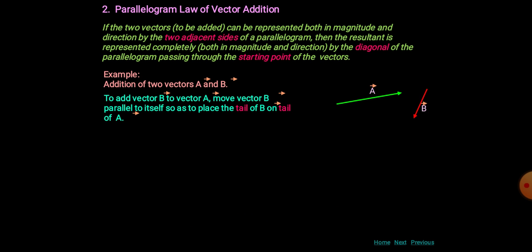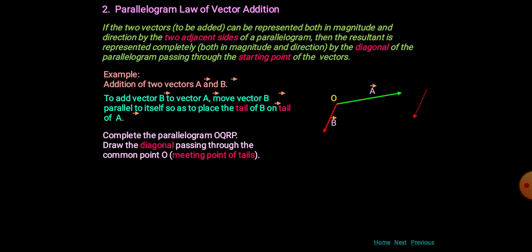Here we are taking a vector A, vector B. You will observe it carefully. So OP is the vector A and OQ is the vector B. So here they have formed a parallelogram. The name of this is OQRP.